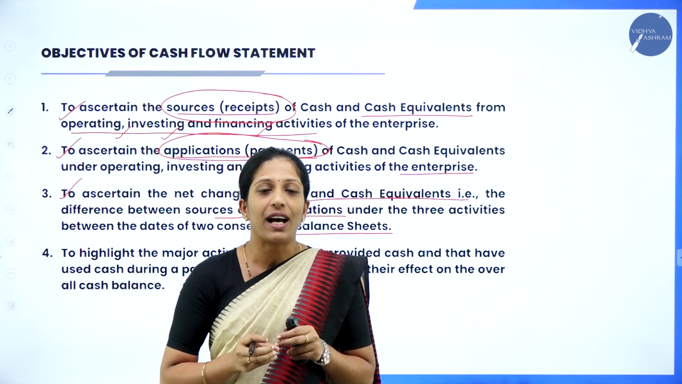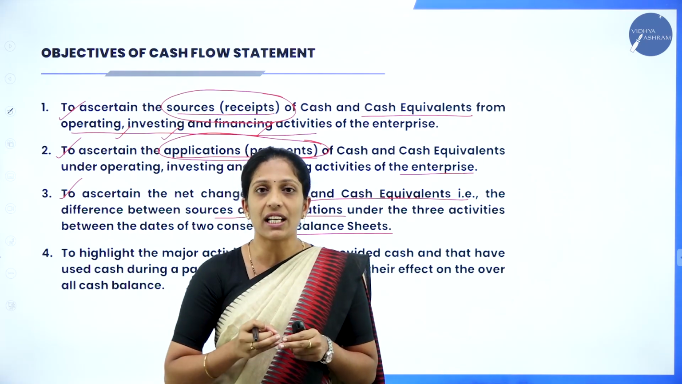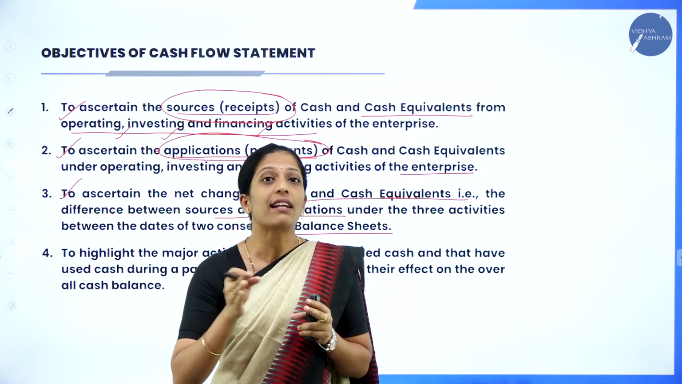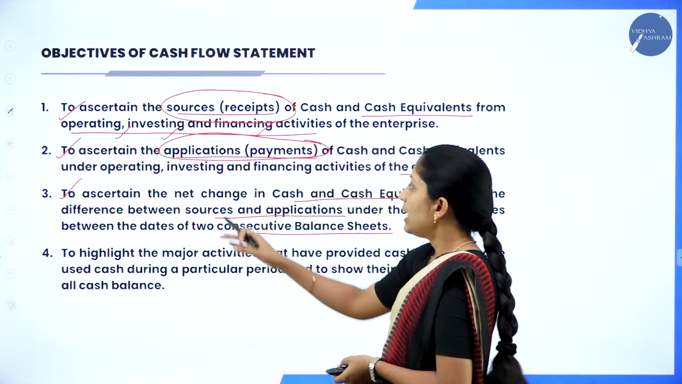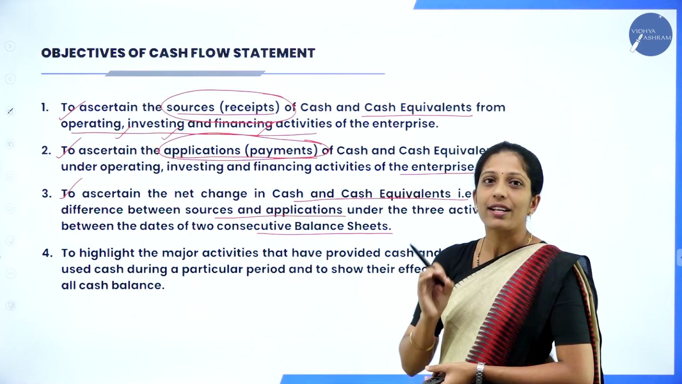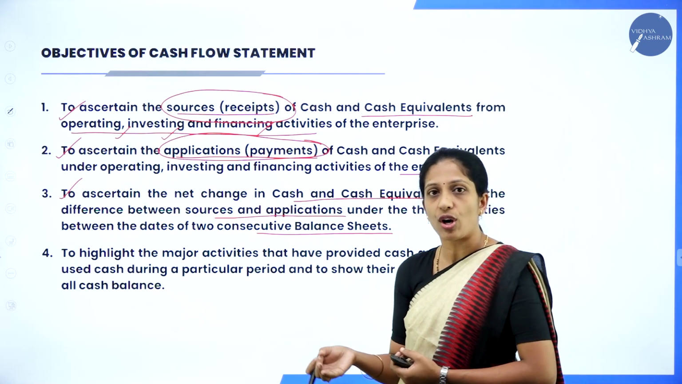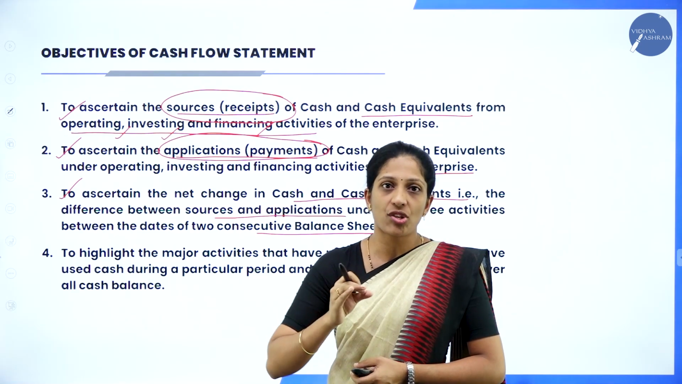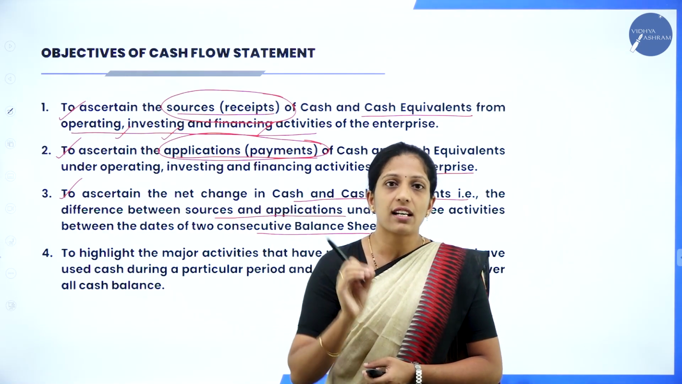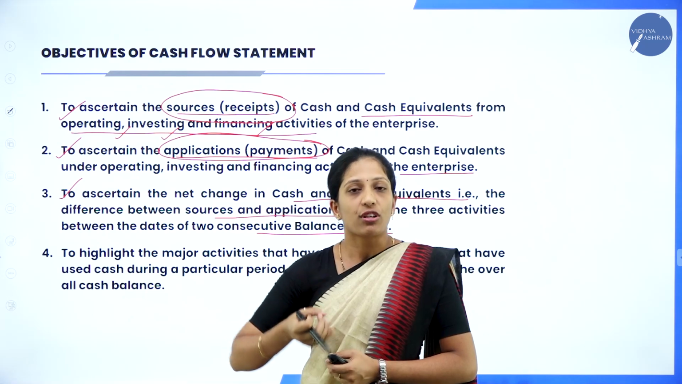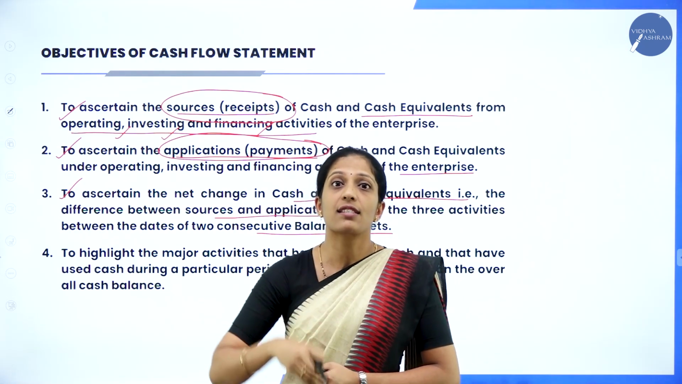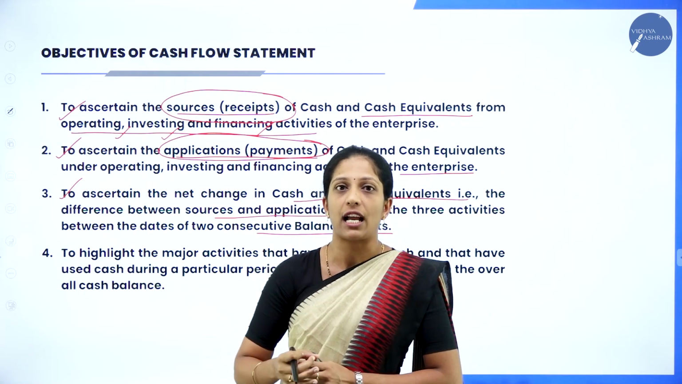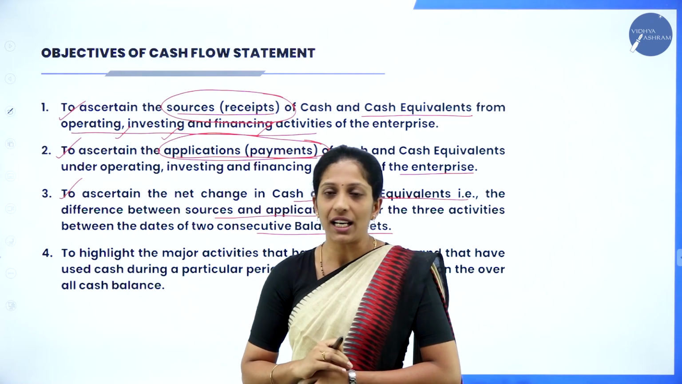Now coming to the third one, when compared to your receiving of cash as well as to your payment of cash, you can compare those two. Okay, so to ascertain the net change. So what is the actual change? Whether your receipts are more or whether your payments in a particular balance sheet are more. So that comparison can be done. So in a particular year itself, what is the amount of receipts? Whether the cash receipts are more than cash payments or whether the cash payments in that particular year are more than cash receipts, such comparison can be made.